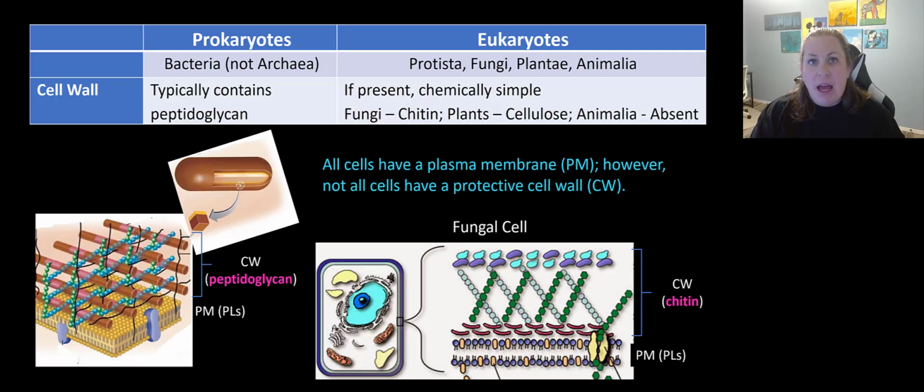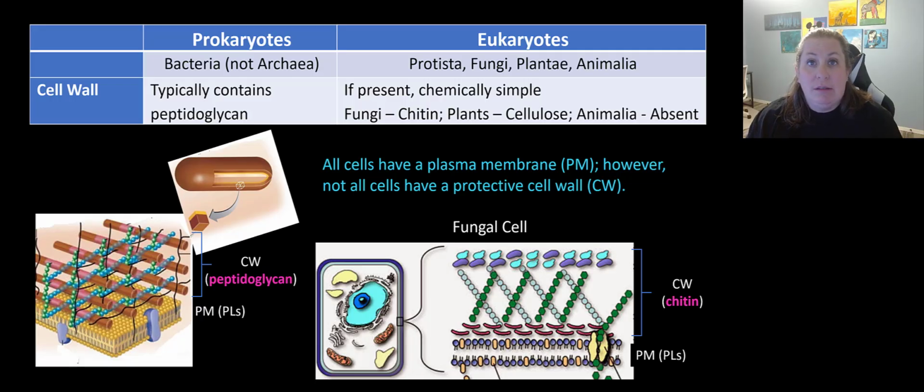Now, sometimes we do see that they have a cell wall. In prokaryotes, they almost all have a cell wall, and that cell wall is going to contain a chemical called peptidoglycan. Now, there are a few exceptions to this. When we talked about tuberculosis in the previous video, those mycobacterial types of bacteria, but most of them do have peptidoglycan. Now, in eukaryotes, there may not be an actual cell wall present.